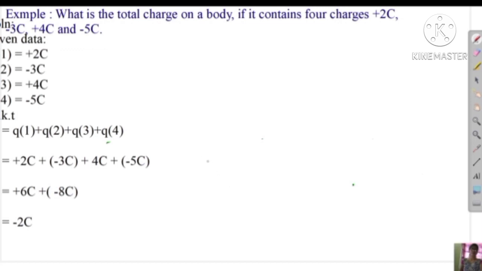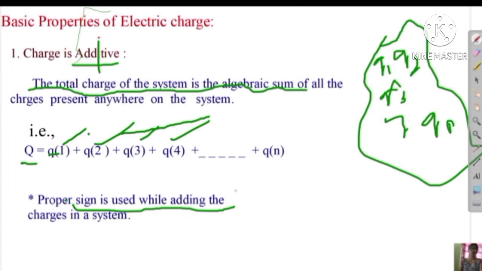Let's see an example so that it will be clear to you. What is the total charge on a body if it contains 4 charges: plus 2 coulomb, minus 3 coulomb, plus 4 coulomb and minus 5 coulomb? So you have to calculate the total charge. To calculate it, we have already seen the formula, that is Q is equal to Q1 plus Q2 plus Q3 so on up to Qn.